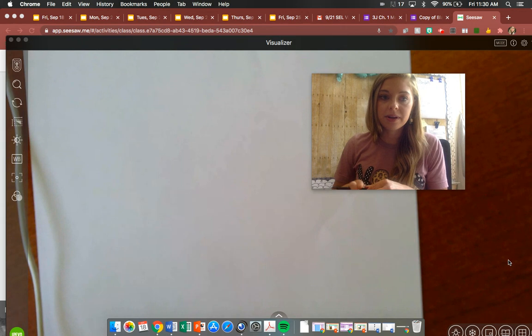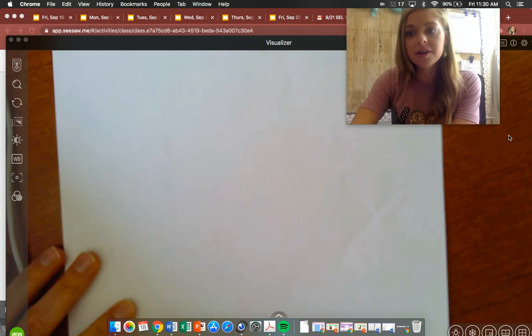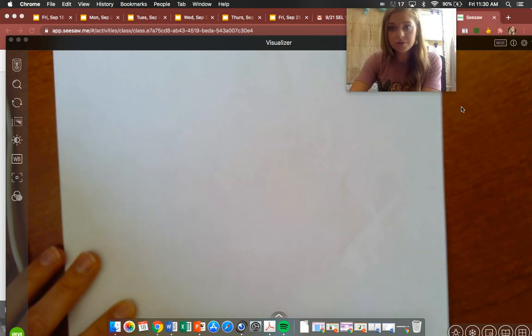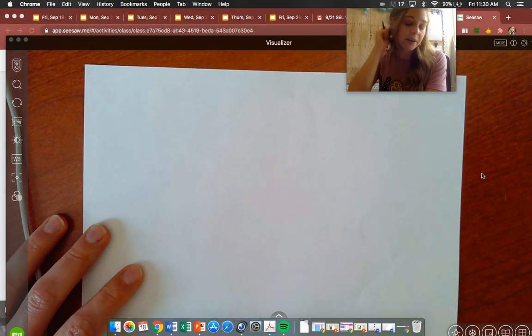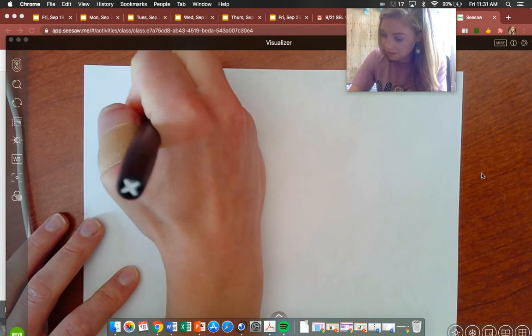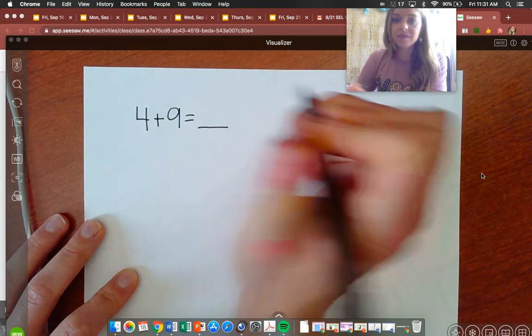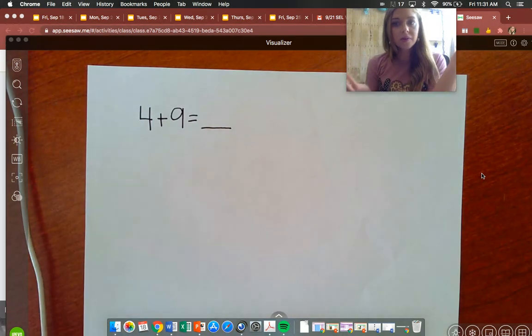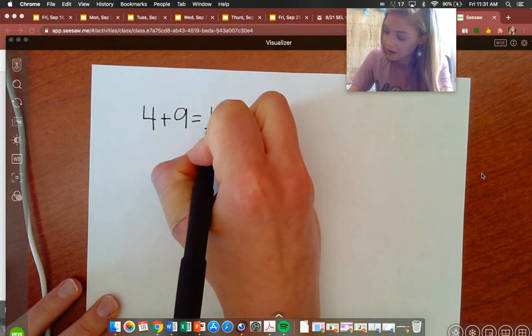Now I'm going to write down a problem for us, and we are going to decide if the sum is even or odd. Remember that a sum is the answer to an addition problem, okay? So if I have the problem 4 plus 9, I want to figure out the sum, okay? So go ahead in your mind right now and think about what 4 plus 9 equals. And if you're thinking that it equals 13, then you are correct. So I'm going to write 13.